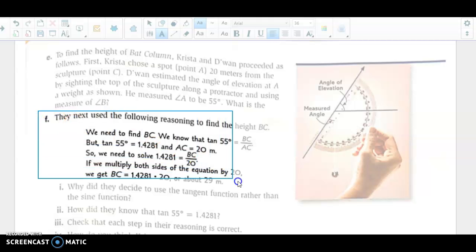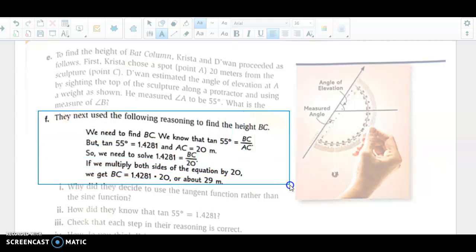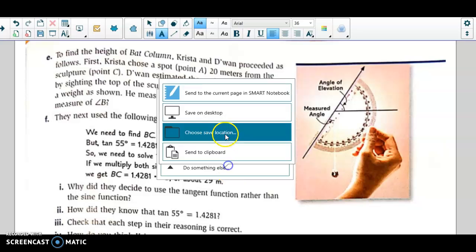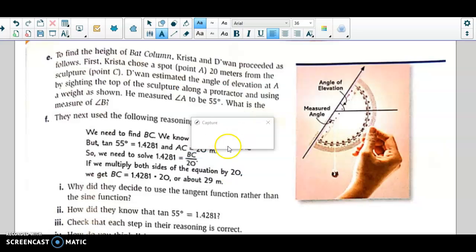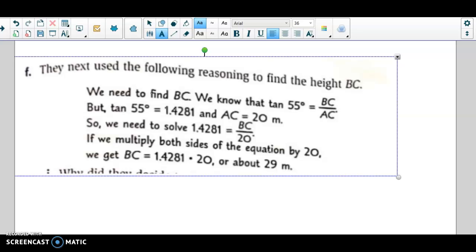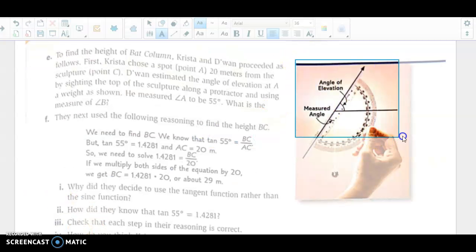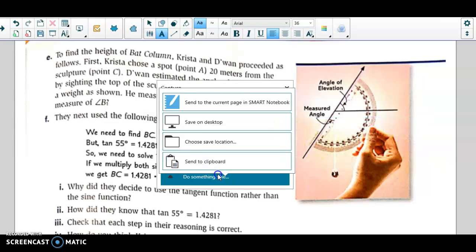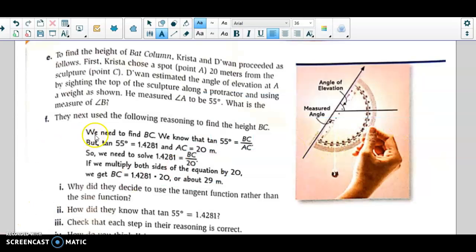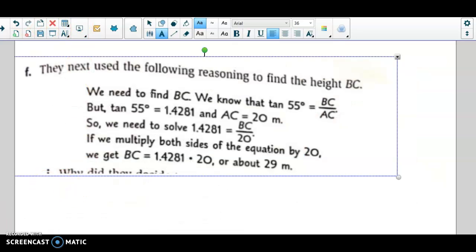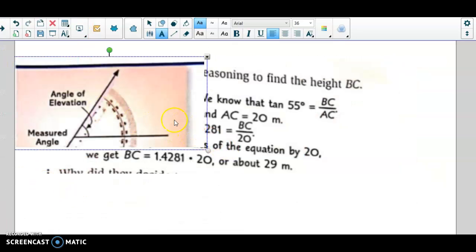Oh, they did. They were thinking, hey. So let's see, this is what they were thinking. Let's send that to a new page. And let's get a little picture of what they did with this protractor, because this is fancy stuff. This is a measured angle of elevation. Okay, let's send that to the clipboard. Edit, paste.